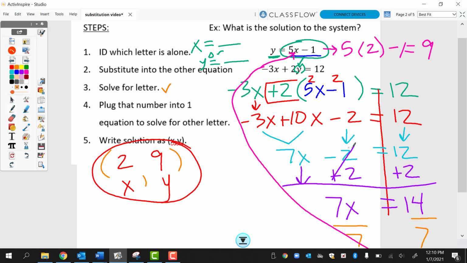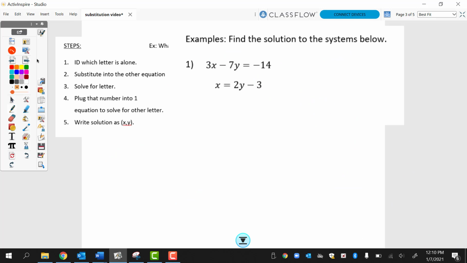It gets easier after you do it a couple times. The first time it looks like a lot of work, but once we get better at solving, it gets a lot faster. All right, let's see another example.